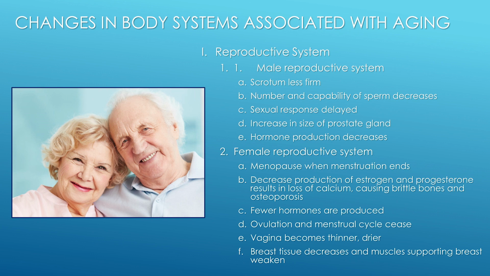Menopause when menstruation ends. Decreased production of estrogen and progesterone result in loss of calcium, causing brittle bones and osteoporosis. Fewer hormones are produced. Ovulation and menstrual cycle cease. Vagina becomes thinner, drier. Breast tissues decrease and muscles supporting breast weaken.